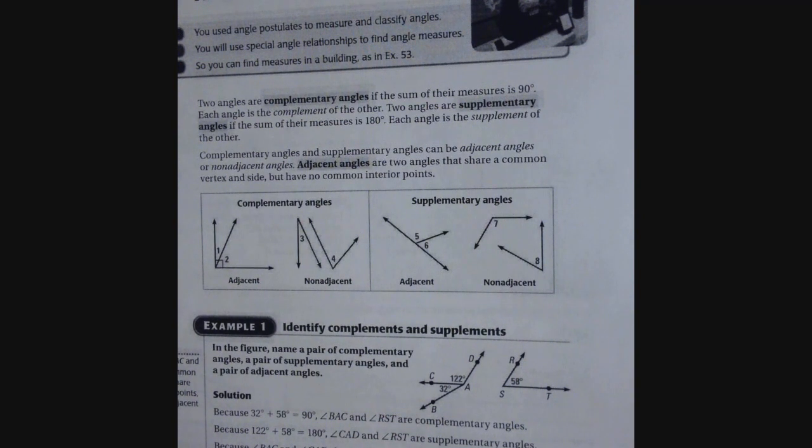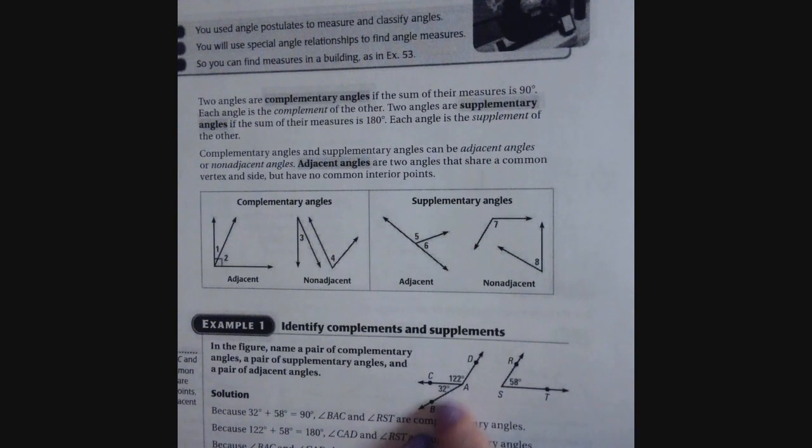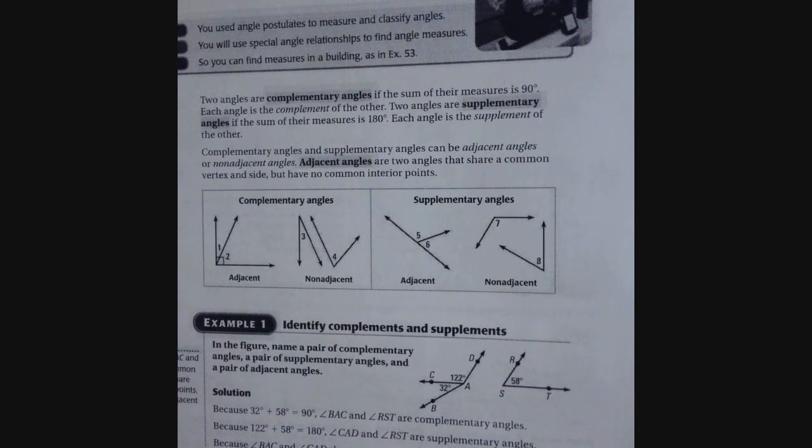Now the first one is complementary angles. So we know that complementary angles add up to 90. So obviously it's not going to be these two. So if I add 58 and 32, I get 90. So angle CAB plus angle RST would be an example of complementary angles because they add up. 58 plus 32 would give us 90.